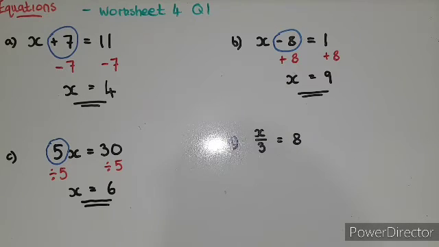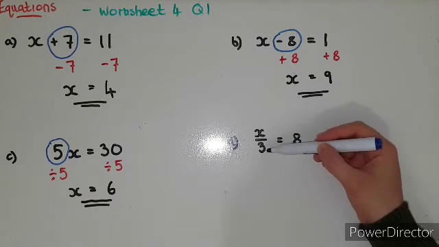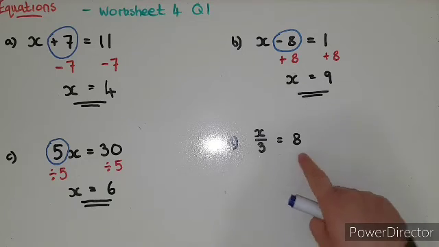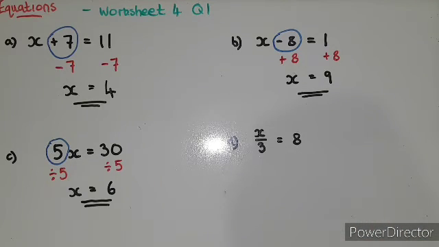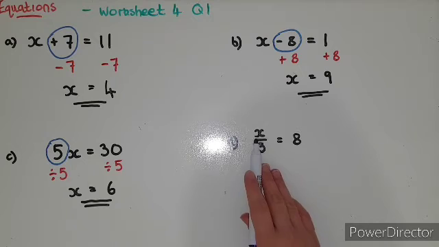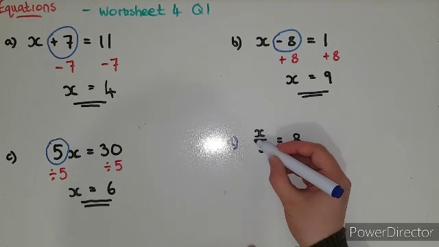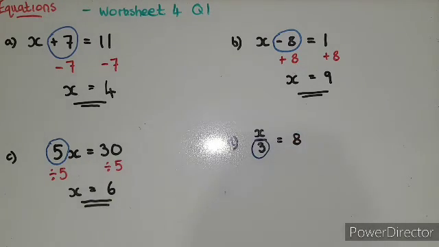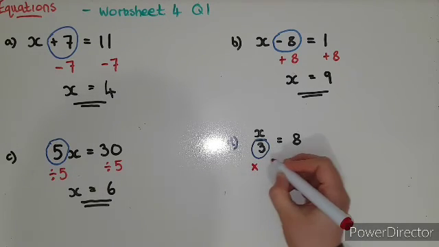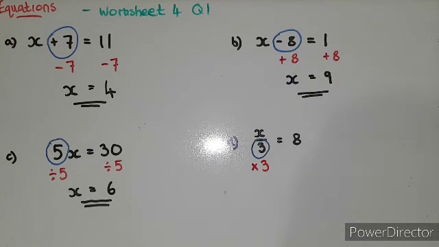Now for part D, the last one, what I'm saying here is x over 3 equals 8. So x is being divided by 3 to then give me an overall output of 8. Again, I want to get x by itself, so I want to undo the thing that's happening to x, which in this case is dividing by 3. So I'm just going to circle the divide by 3 part because that's what I need to get rid of. To undo divide by 3, I just multiply by 3, because that's the opposite of divide by 3.